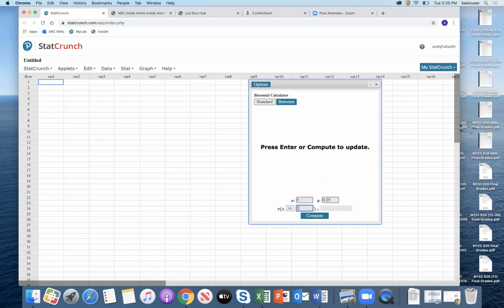How about exactly 2 answers right? What's the probability of that? That's 0.264. How about exactly 3 answers correct? 0.088. We get these a little faster this way, huh? How about exactly 4 right? 0.015. And those are all the possible outcomes, right?